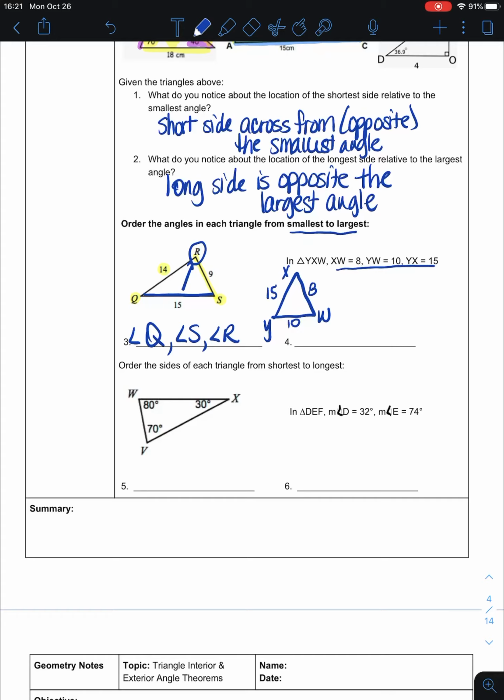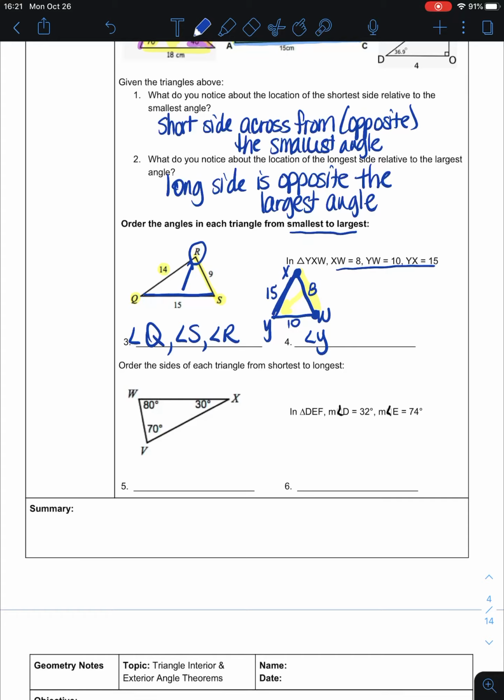Okay, so now it's easy to see which angle is the smallest angle, because the smallest angle has to be across from the shortest side. So the shortest side is 8, and so Y has to be the opposite. Now notice, X and W touch, right? They are the endpoints of that shortest side. So you have to use the third angle, that third vertex. So angle Y then is my smallest angle.